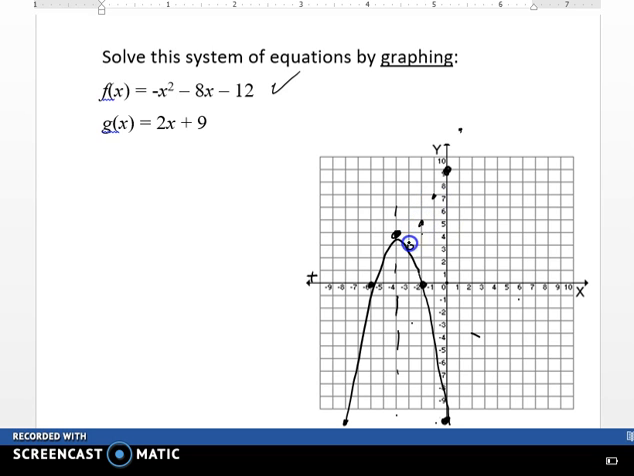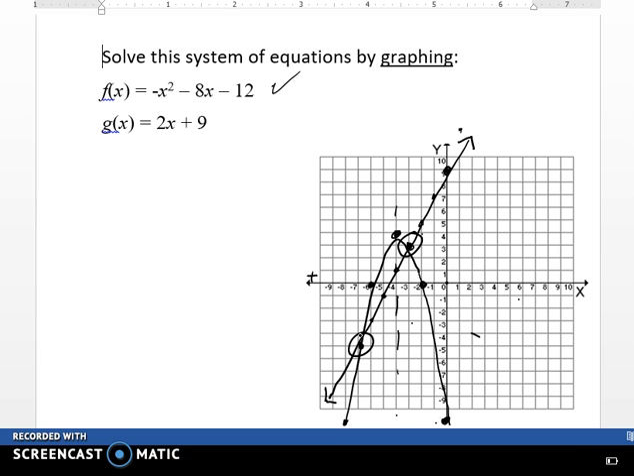Down 2, left 1. Continuing down 2, left 1 each time. Now, I kind of sketched my parabola. My line's pretty exact here. My parabola was more of a sketch than a graph, but it looks to me like my solutions are here and here. So how do I know if I did this right?